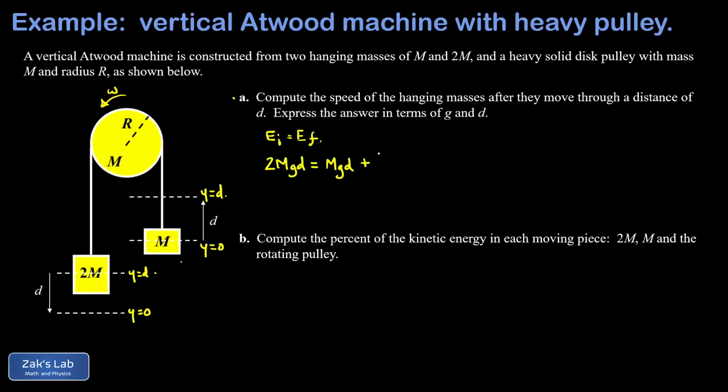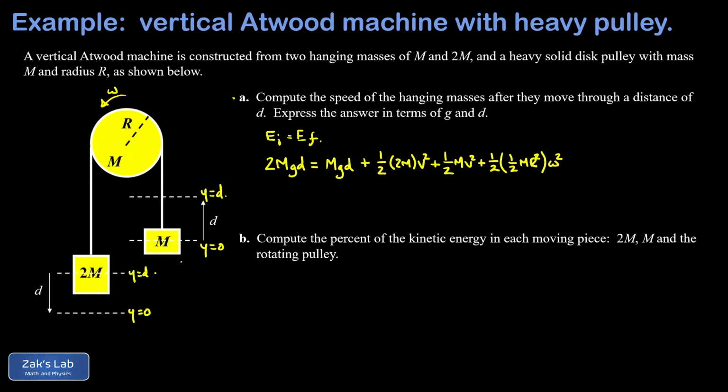So we'll just handle the biggest mass first, 1/2 times the mass times its final speed squared. The smaller mass, 1/2 times m times v squared. And finally the disk, and that's 1/2 I omega squared, where I is the moment of inertia, and for a disk, that's 1/2 m r squared. And there's our omega squared, the final angular speed squared.